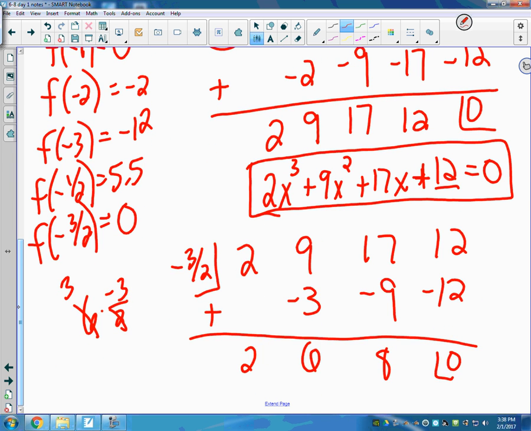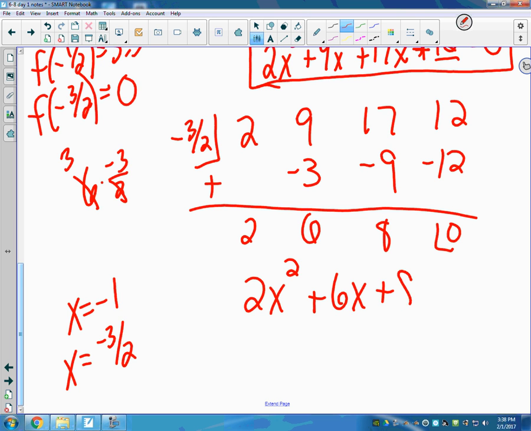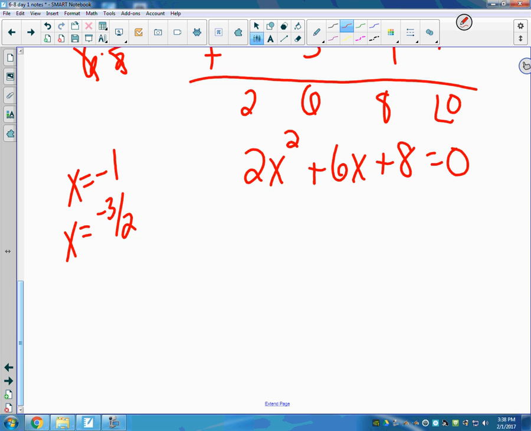So I divided out, what did I divide out first? -1 and 3/2. So right now I have x equals -1. I have x equals -3/2. And then look what I have left. 2x squared, because I'm going from the third to squared, plus 6x plus 8 equals 0. And since I'm solving this, right, I can divide this whole thing by 2. So that would be x squared plus 3x plus 4.